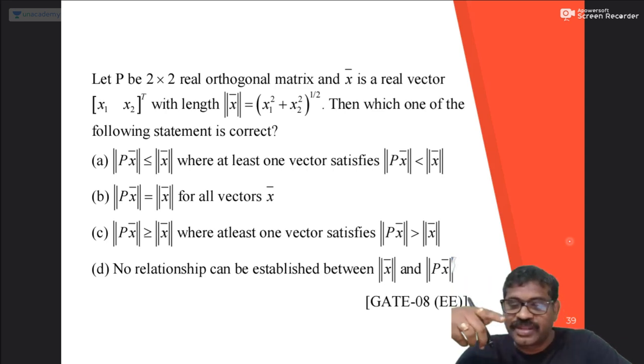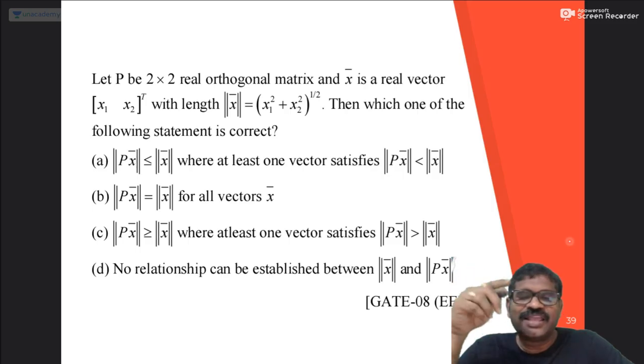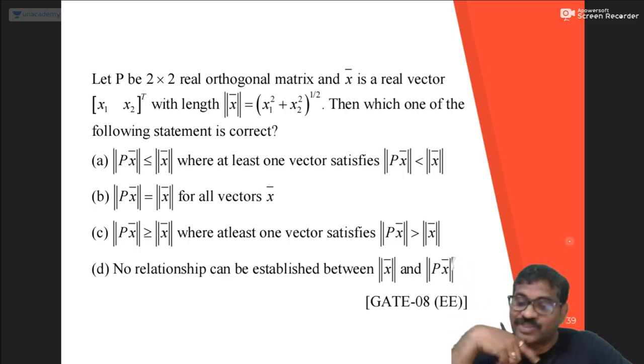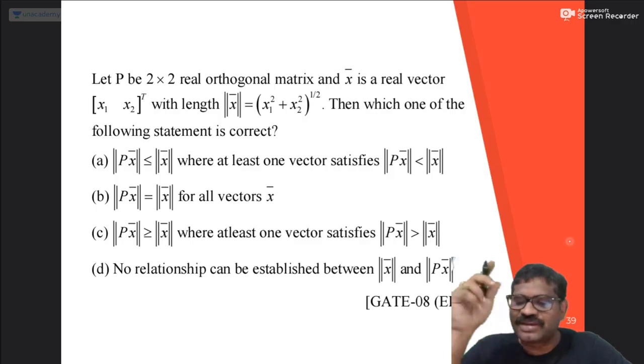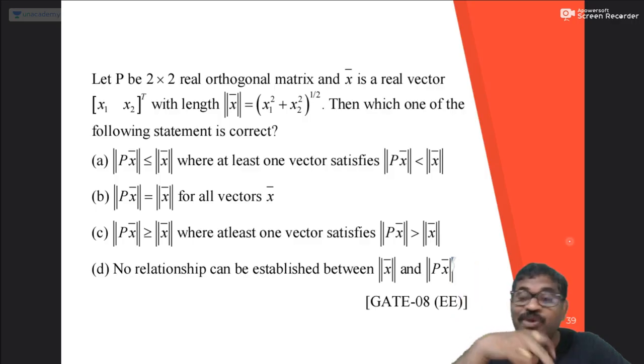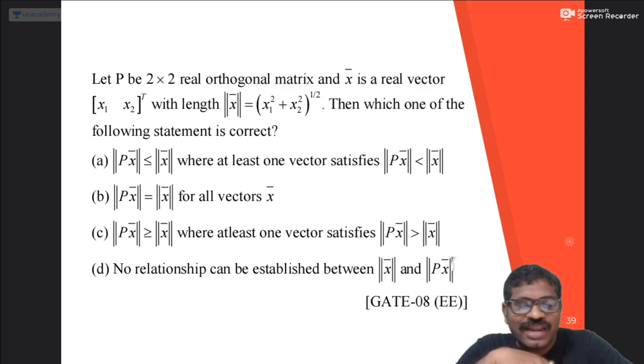Read the problem. Let P be a real orthogonal matrix. X bar is a real vector, x1, x2 transpose. Length is given. You know how to calculate length. It is a real vector. Then which of the following statements is correct? You have to analyze the given statements. In the statements they have compared the length of Px bar and x bar. We have to find out whether the length of Px bar and x bar are equal, less than, or greater than.